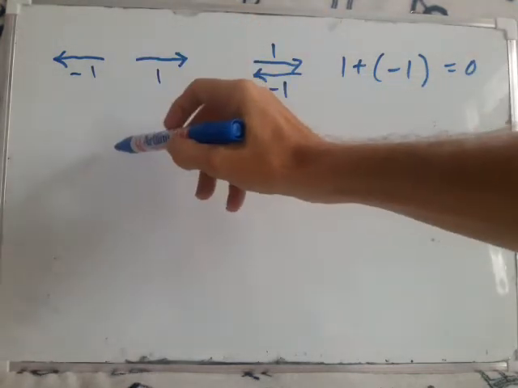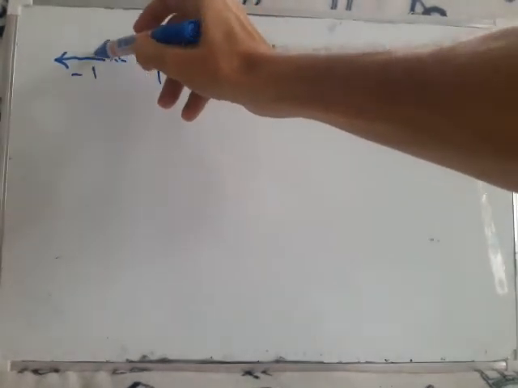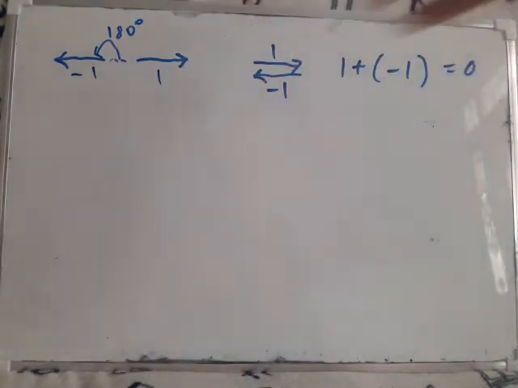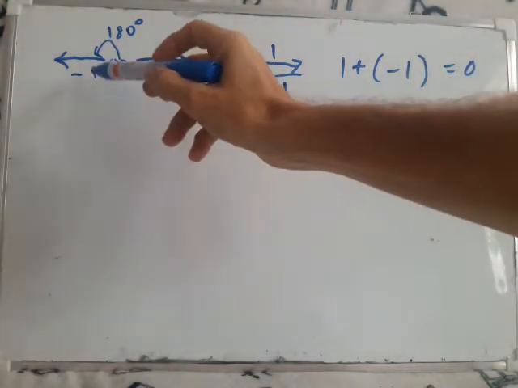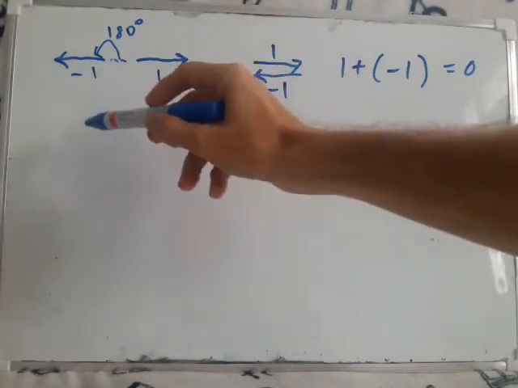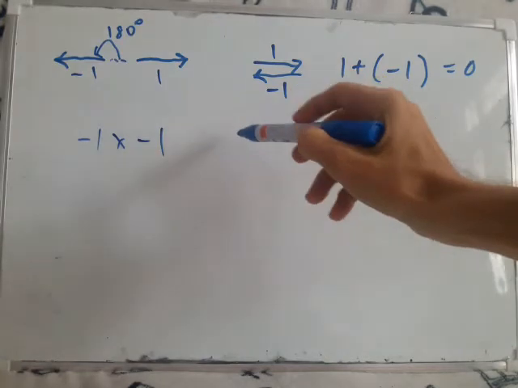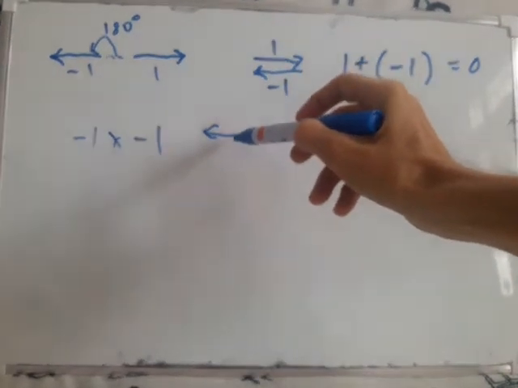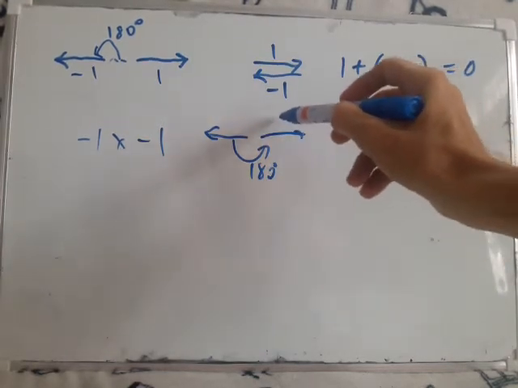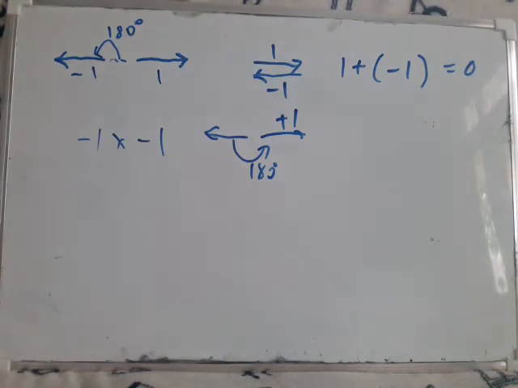We think of this -1 as having an angle of 180 degrees from the direction pointing to the right. If we use that rule, then it explains why when I multiply -1 by -1, I take my -1 vector and rotate it by 180 degrees to give me the answer of +1.